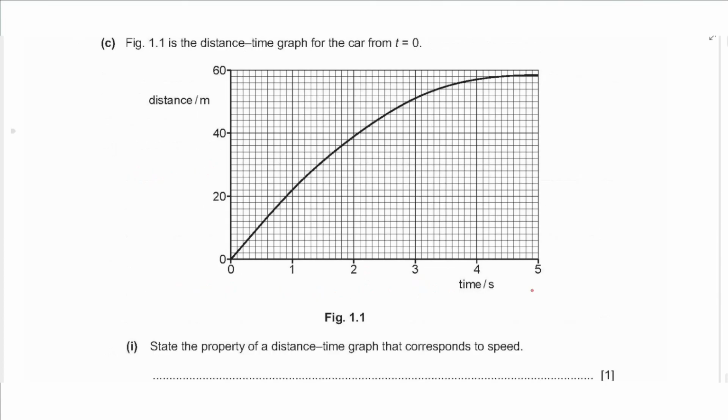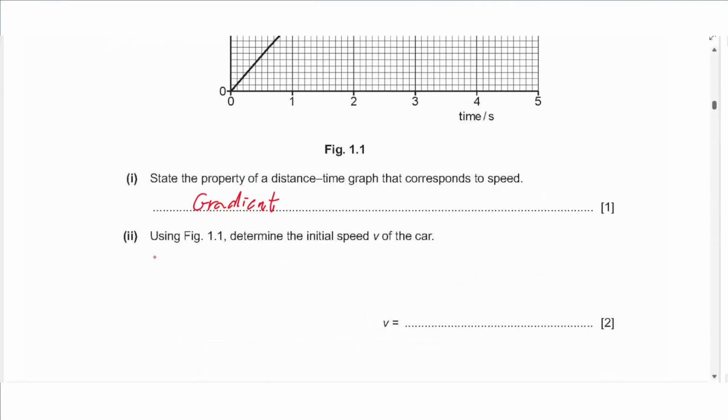Question I says, state the property of the distance time graph that corresponds to speed. That would be the gradient of the graph or the slope of the graph. Double I says, using figure 1.1, determine the initial speed v of the car.